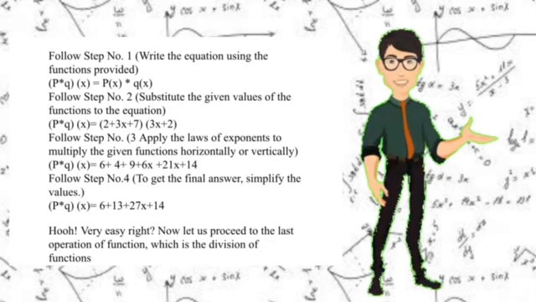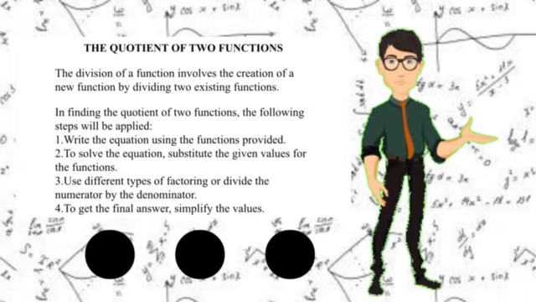Now let us proceed to the last operation of functions, which is the division of functions. The quotient of two functions. The division of a function involves the creation of a new function by dividing two existing functions. In finding the quotient of two functions, the following steps will be applied.